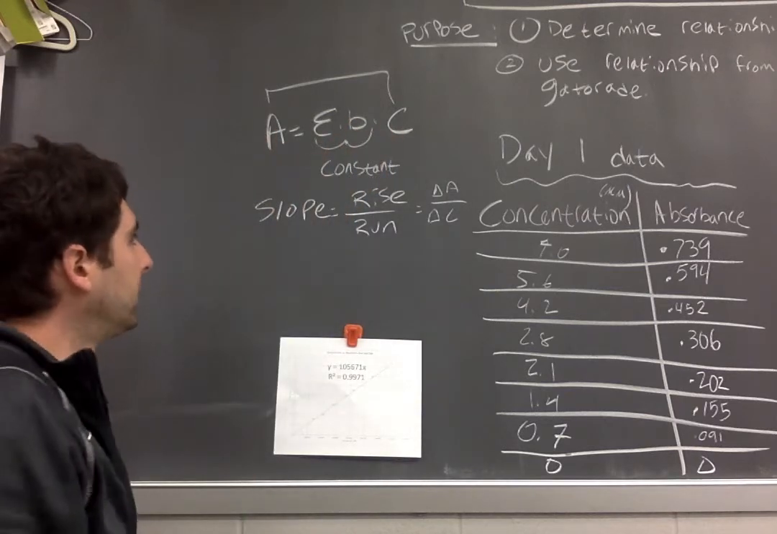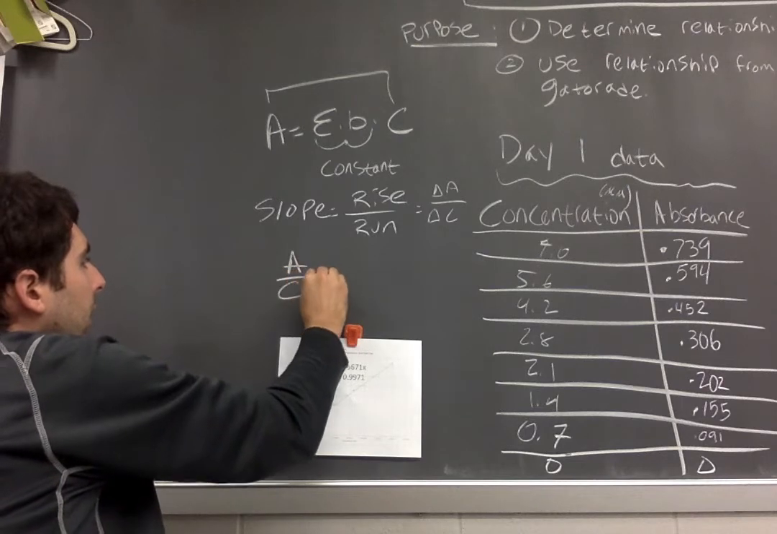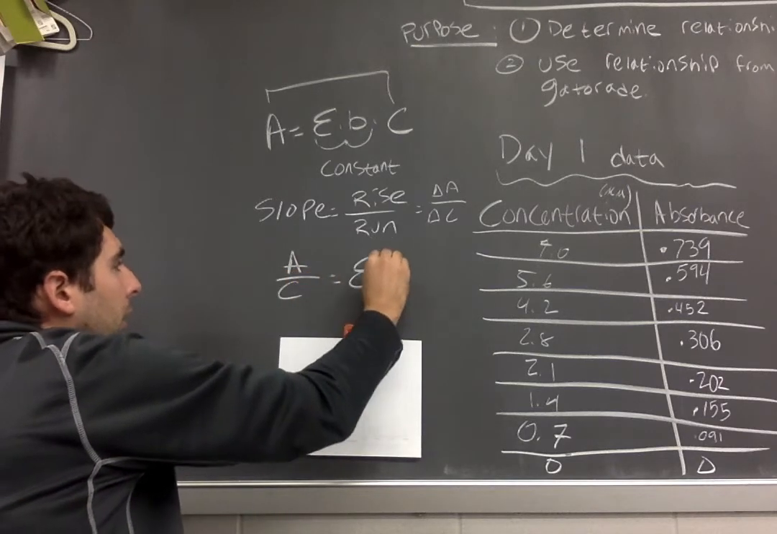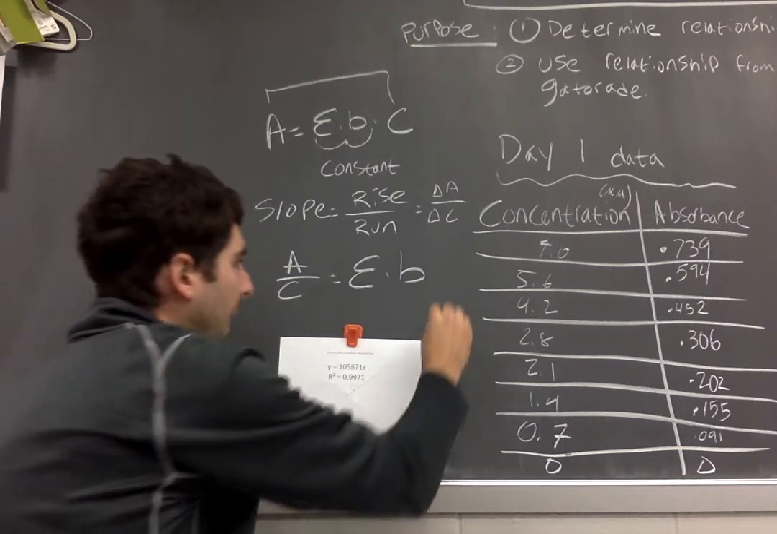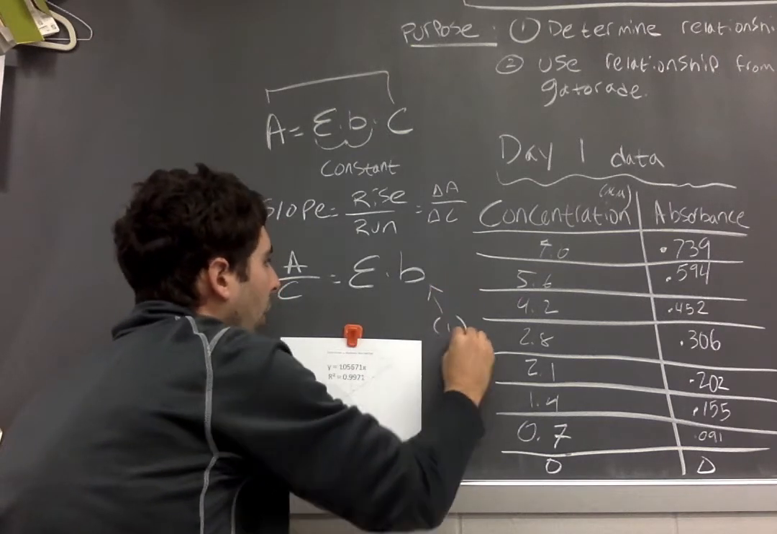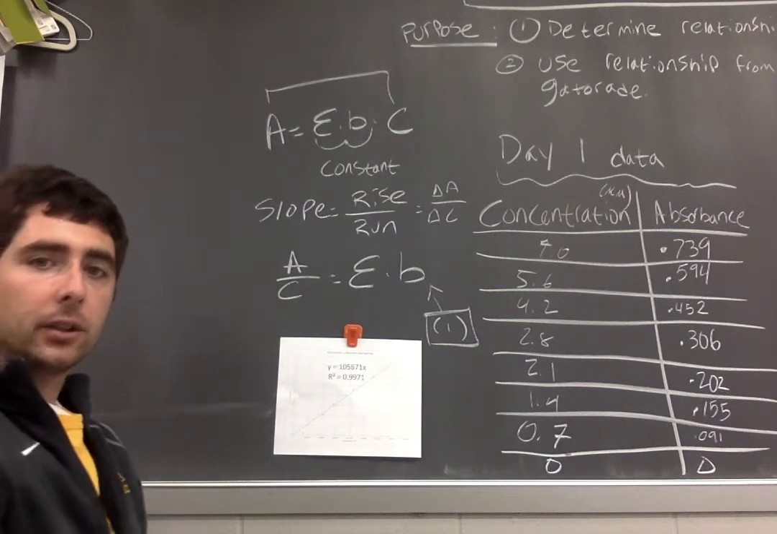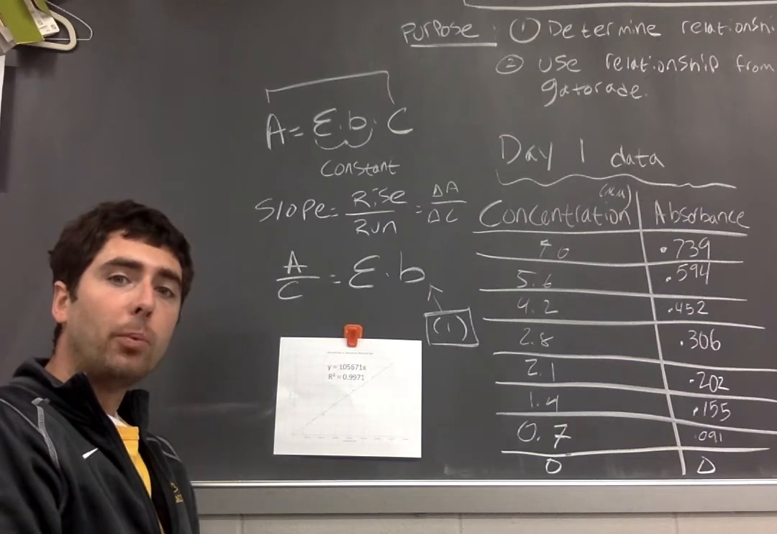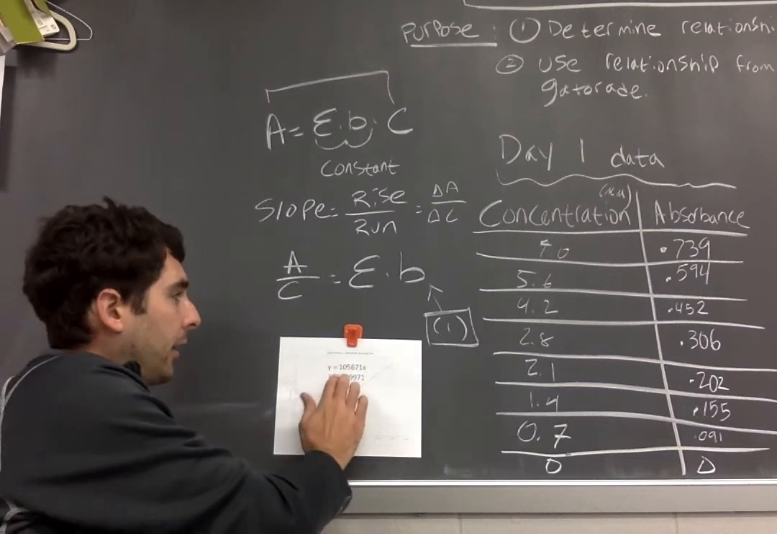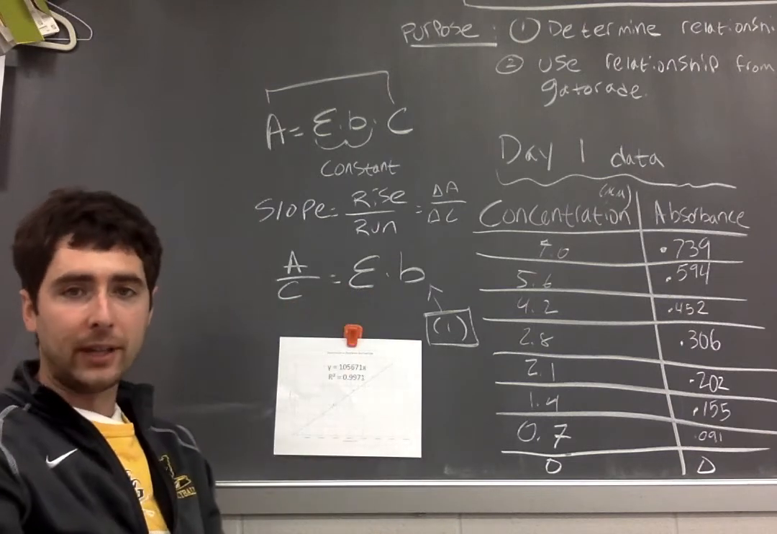Take a look at how that relates to Beer's law. A over C is equal to the molar absorptivity times path length. The path length is always equal to 1 centimeter. So what does the slope of this line represent? The slope of the line on our graph is representative of the molar absorptivity.